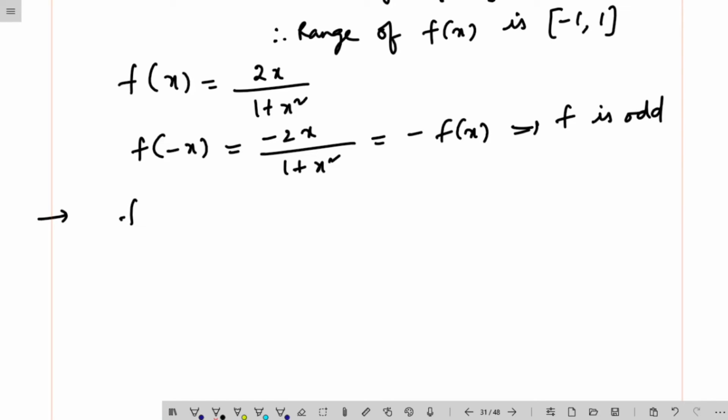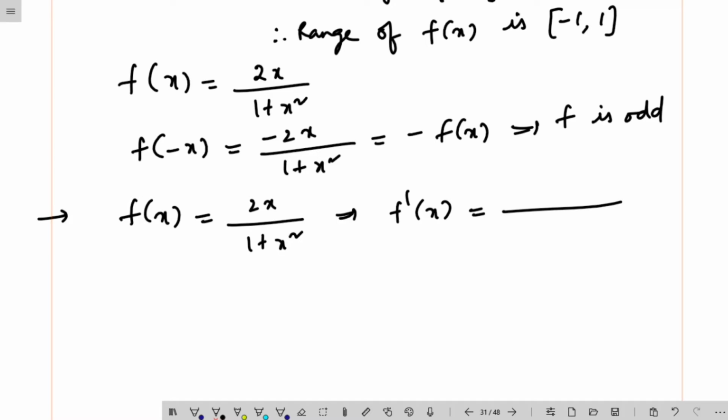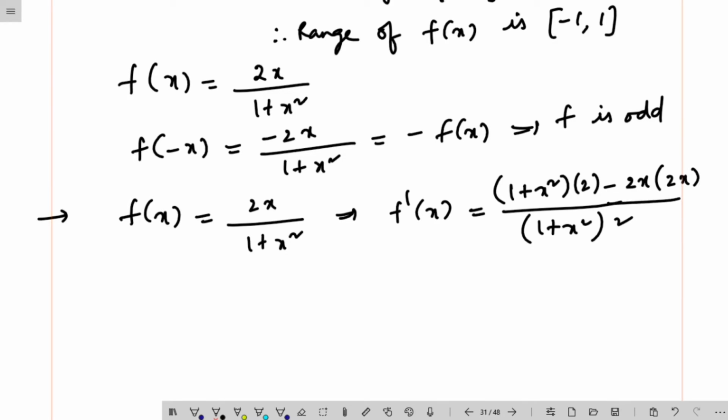Now to check whether f of x is many-one or not, let f of x be equal to 2x upon 1 plus x square. By using the derivative principle, if it is either increasing or decreasing in the domain, we can say f is one-one. Using the u by v rule, f dash x is equal to (1 plus x square) into the derivative of 2x, which is 2, minus 2x into the derivative of 1 plus x square, which is 2x, all divided by (1 plus x square) whole square.